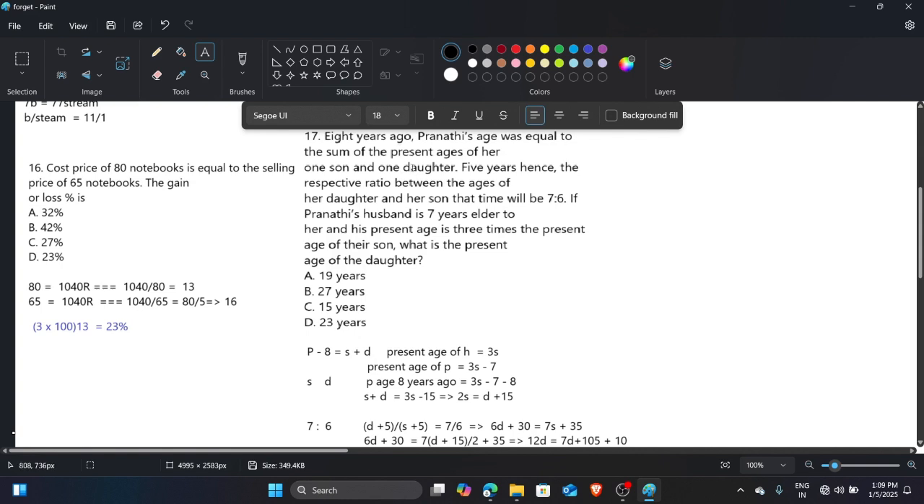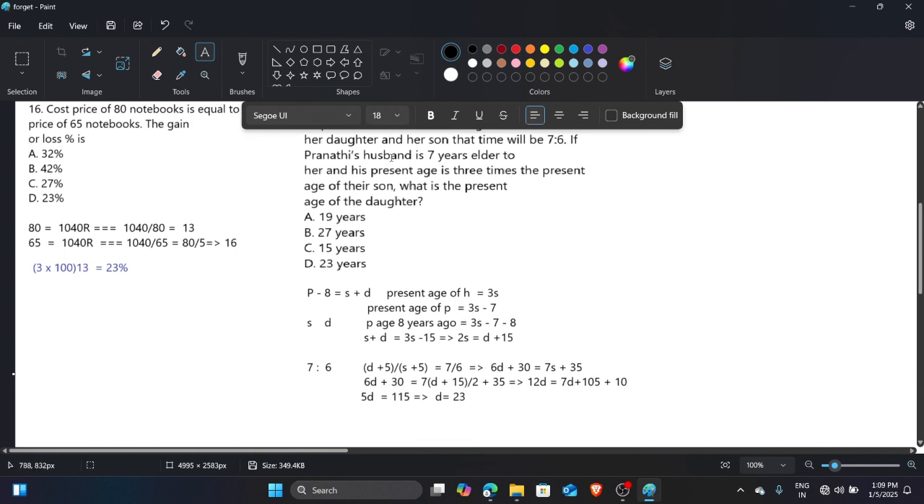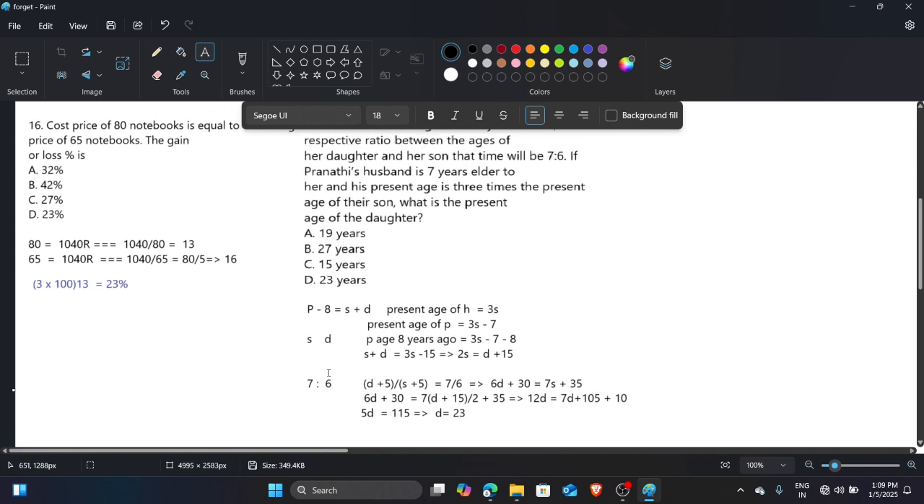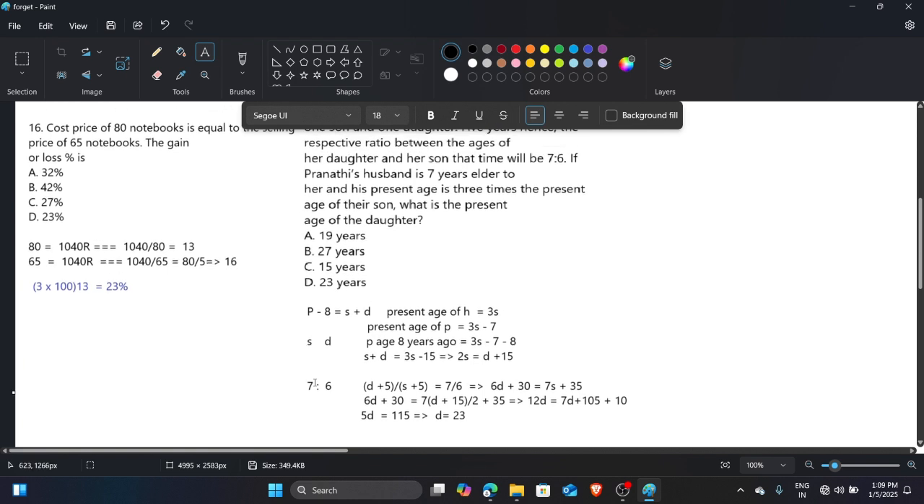Now what they are saying, 5 years hence, the respective ratio between the ages of her daughter and her son at that time will be 7:6. So 7:6 is the ratio of the daughter and the son. Okay, so this is what I wrote here. This is daughter, and this is son. This is the 8 years ago condition.